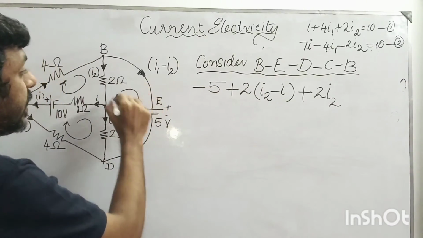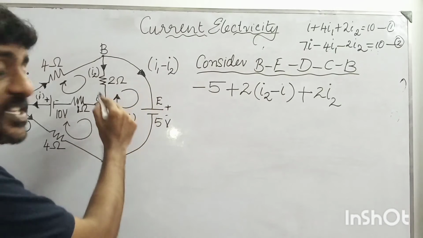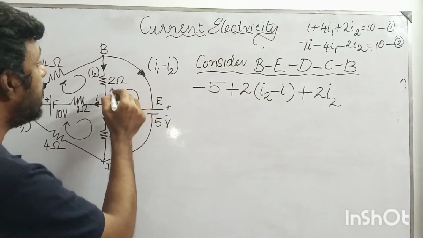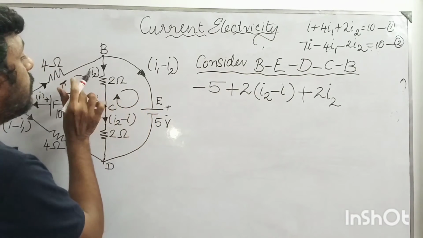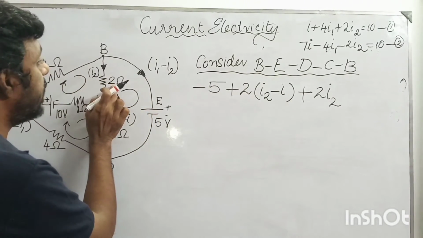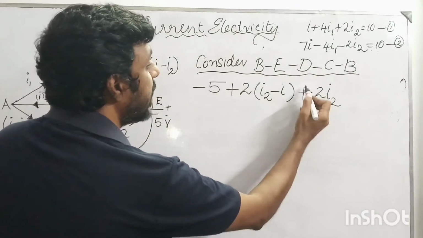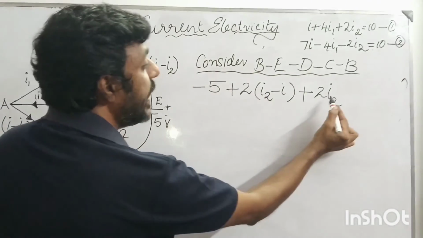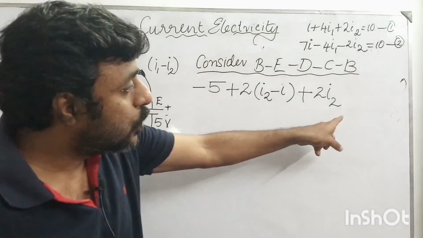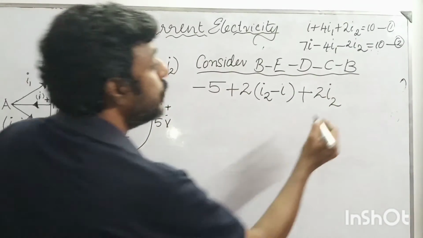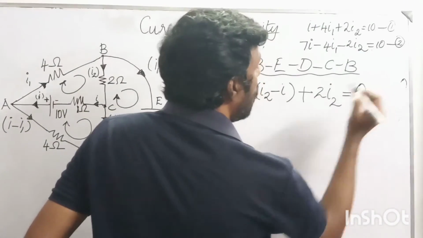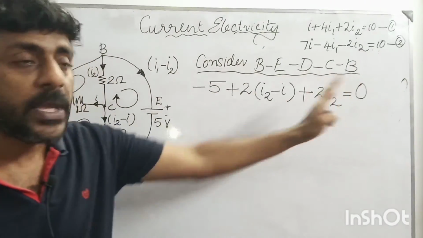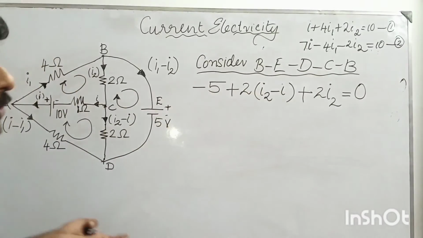Again I keep on rotating in the clockwise direction. While moving in the clockwise direction, I happen to encounter a current which is moving in the opposite direction. When a current is moving in the opposite direction, I multiply these two quantities and introduce a positive sign. It will be 2 times I2. The entire equation I am going to equate to 0, because the sum of all the voltage drops in a closed loop will always be equal to 0.